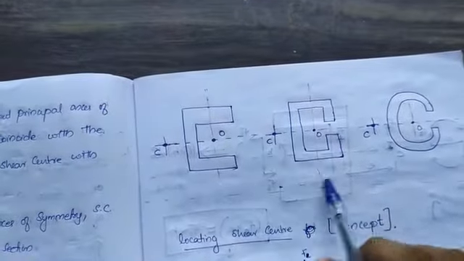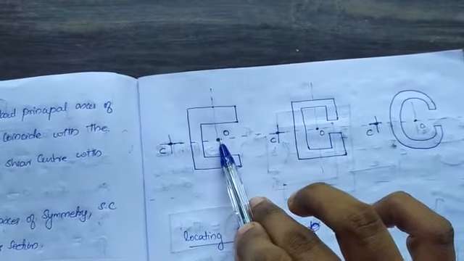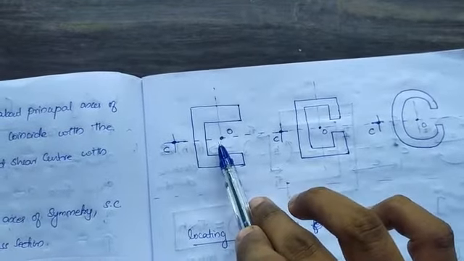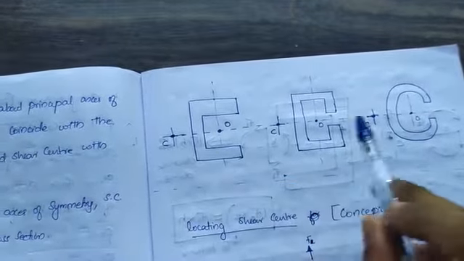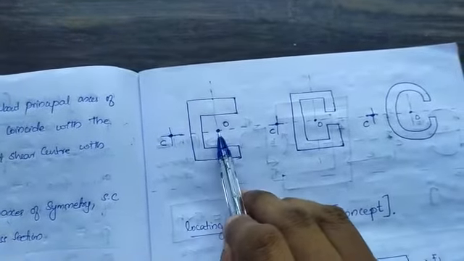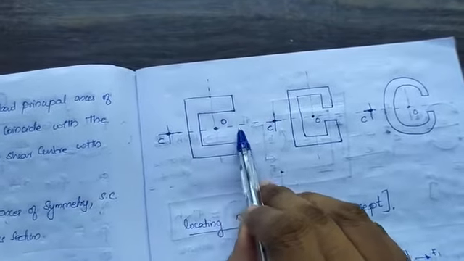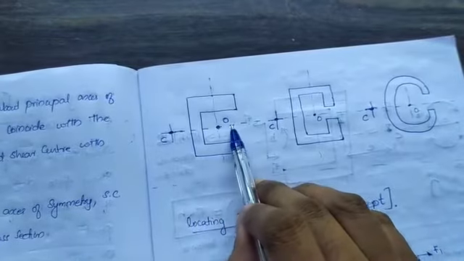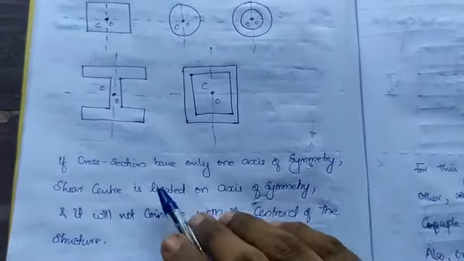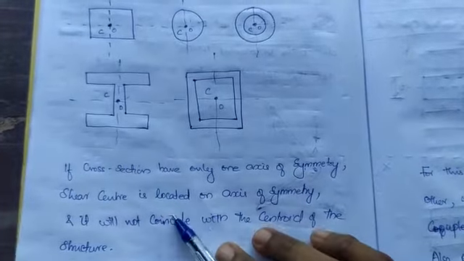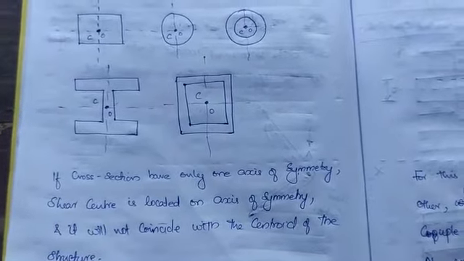For all these members, the shear center will not be at its centroid, but the shear center remains on the axis of symmetry, at some distance from the centroid along its axis of symmetry. So the shear center will be on the axis of symmetry. That is what we have explained. If a cross section has only one axis of symmetry, the shear center is located on the axis of symmetry and it will not coincide with the centroid of the section.